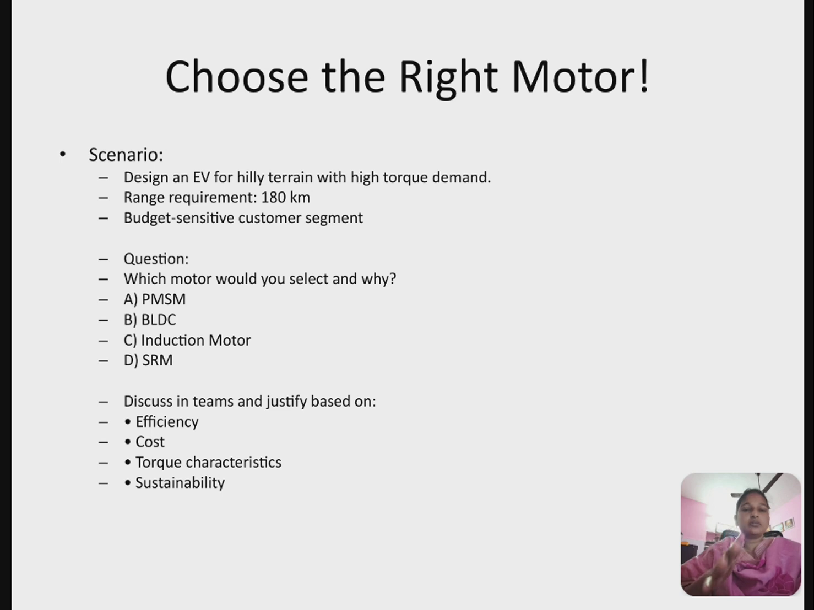Think based on the factors we have discussed previously: efficiency, cost, torque, sustainability, everything. Of course we can get two or three options, but stick to the scenario, where we have to select the correct motor for the application.